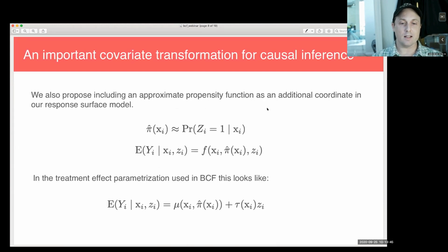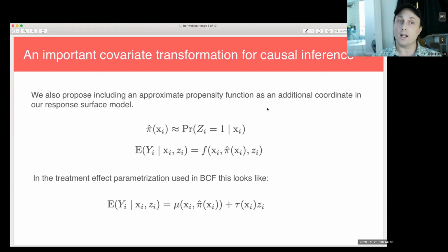The second idea, I think, in the paper is that we introduced the idea that the propensity function can be an important covariate transformation, all right? And that's the way that I would encourage people to think about it. So the idea here is that if we have some idea of what the assignment mechanism is in terms of X, so the probability of being treated given X, then we think that including that as a transformed variable into your regression model directly has certain virtues, all right?